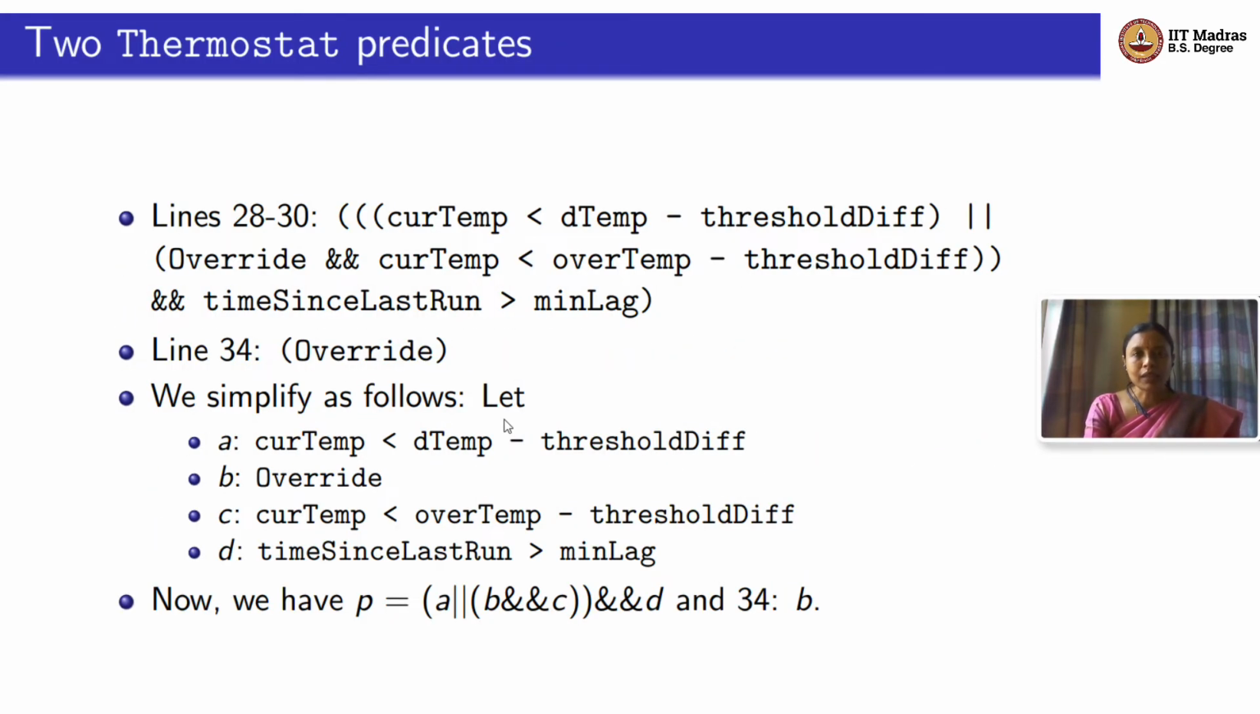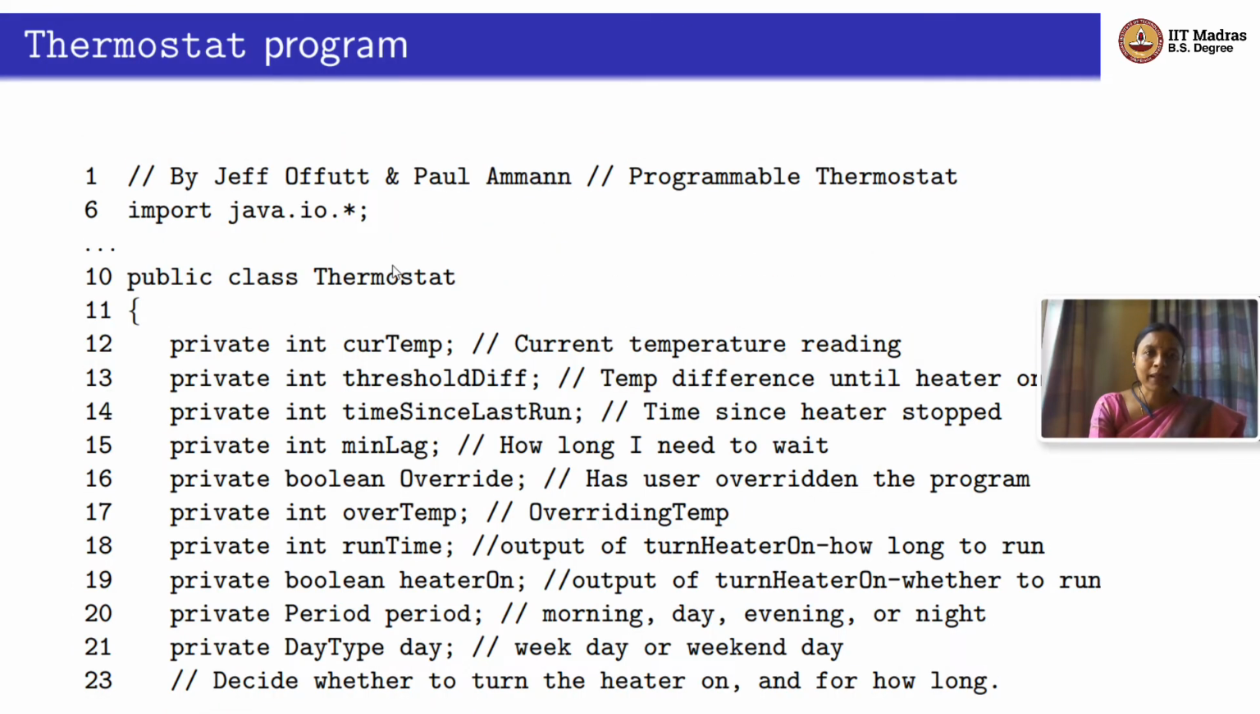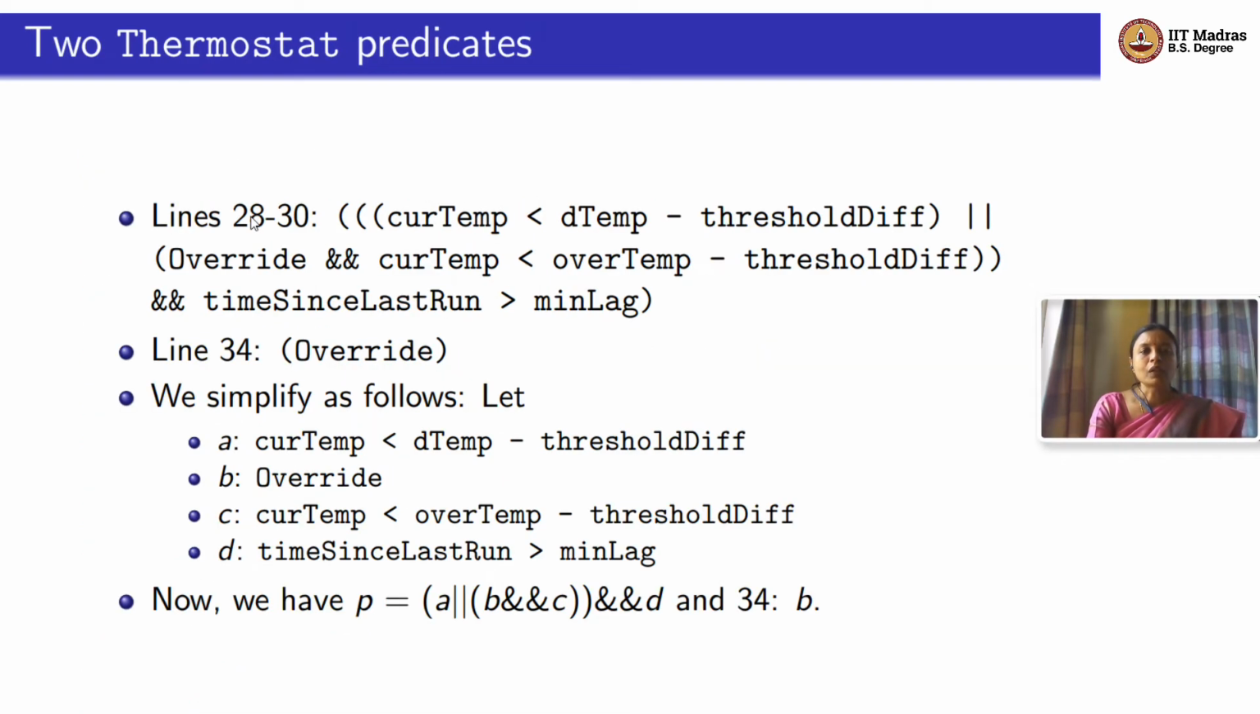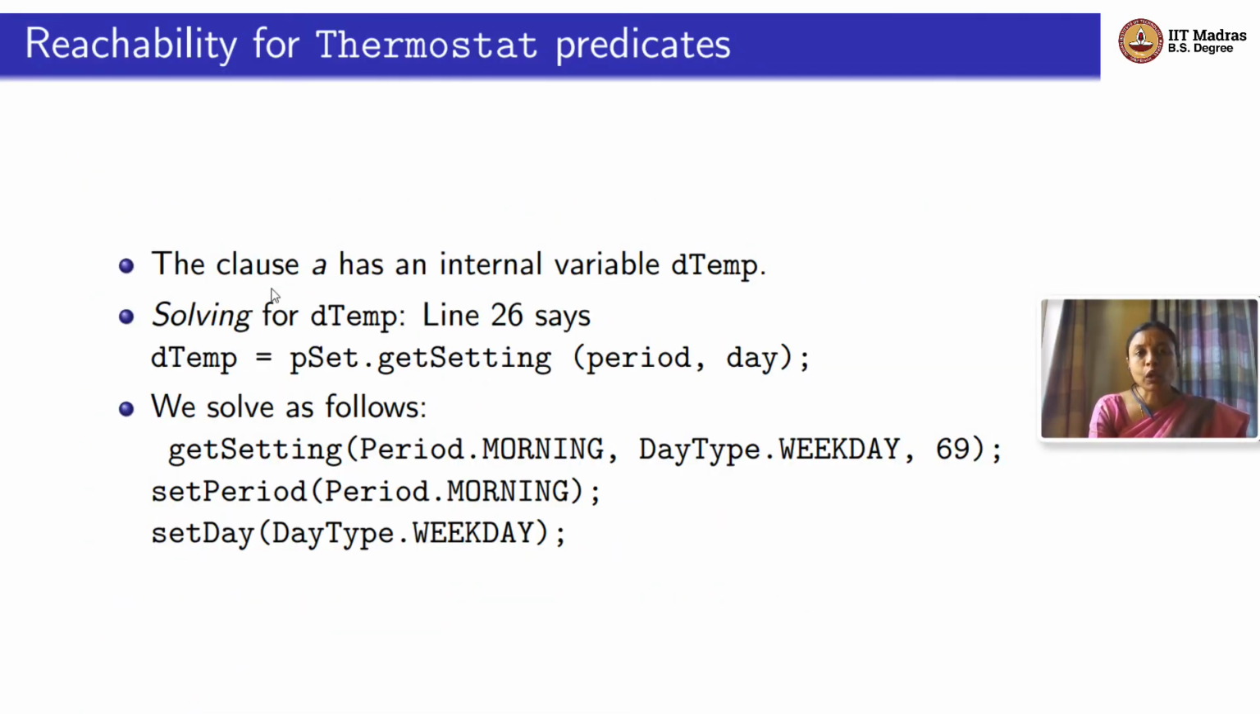If you see, go back here, this program has so many global variables, the main variables, right? And as I told you, turn heater on is a method which is called with this pset. And this has a local variable dtemp, right? This has a local variable dtemp. So now we have to solve for dtemp. Clause A has an internal variable dtemp. We have to solve for dtemp.